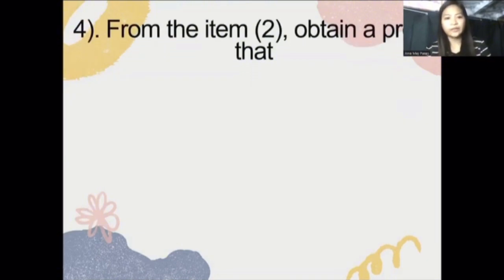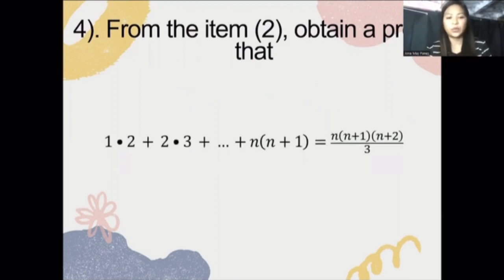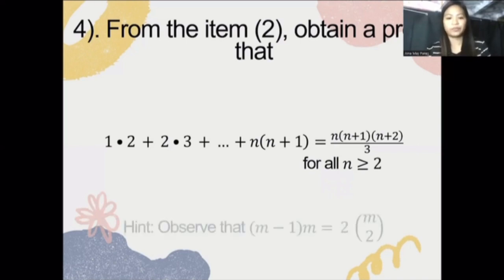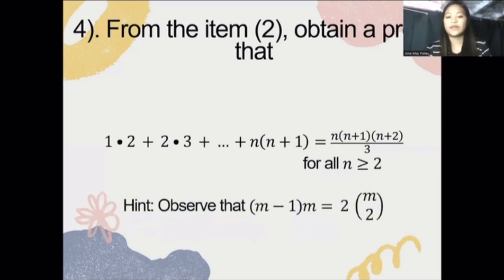For our part, from item 2, obtain a proof that 1 times 2 plus 2 times 3 plus ellipsis plus n times the quantity of n plus 1 is equal to n times the quantity of n plus 1 times the quantity of n plus 2 all over 3 for all n greater than or equal to 2, basing from item number 2. So, hint: observe that the quantity of m minus 1 times m is equal to 2 times the quantity of m taken 2.